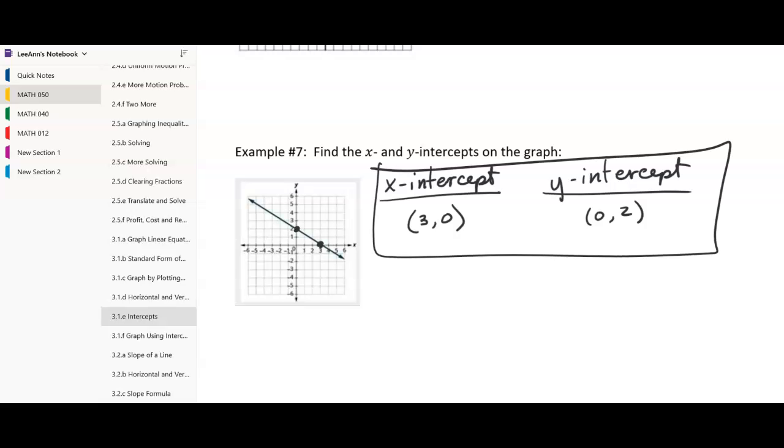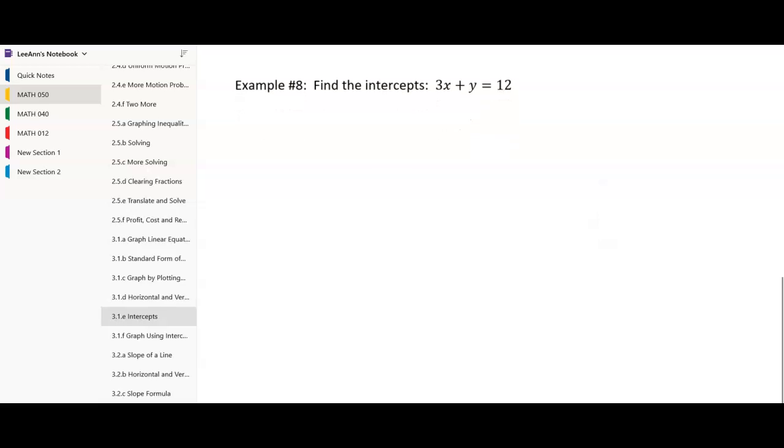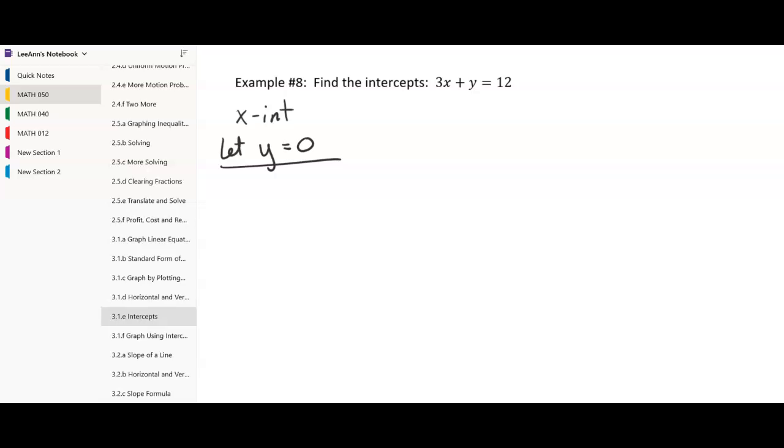All right. Okay, this time they didn't give us a picture. They gave us an equation. And they still want us to find the intercepts. But we can do that with what we were talking about. So to find the x-intercept, let y equal 0. Okay, so I'm going to take my equation, 3x + y = 12, and I'm going to put in 0 for y. And this allows me to find what we call the x-intercept.